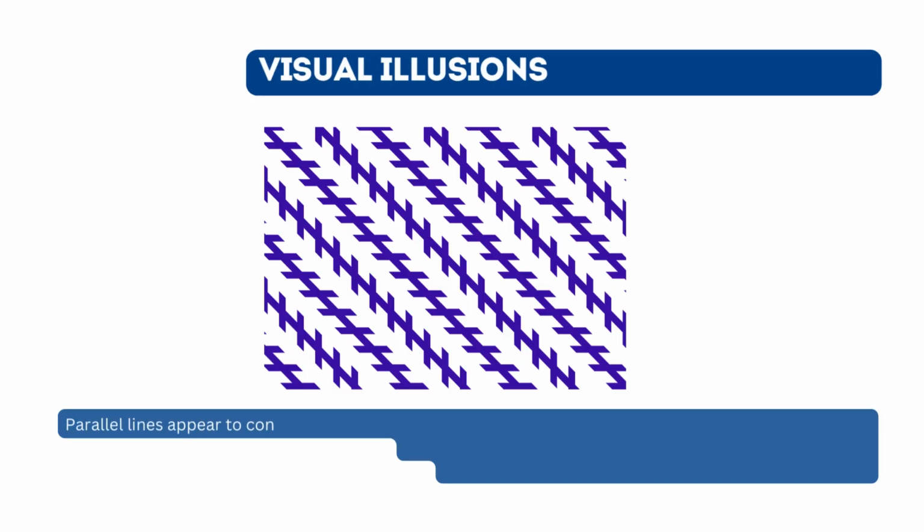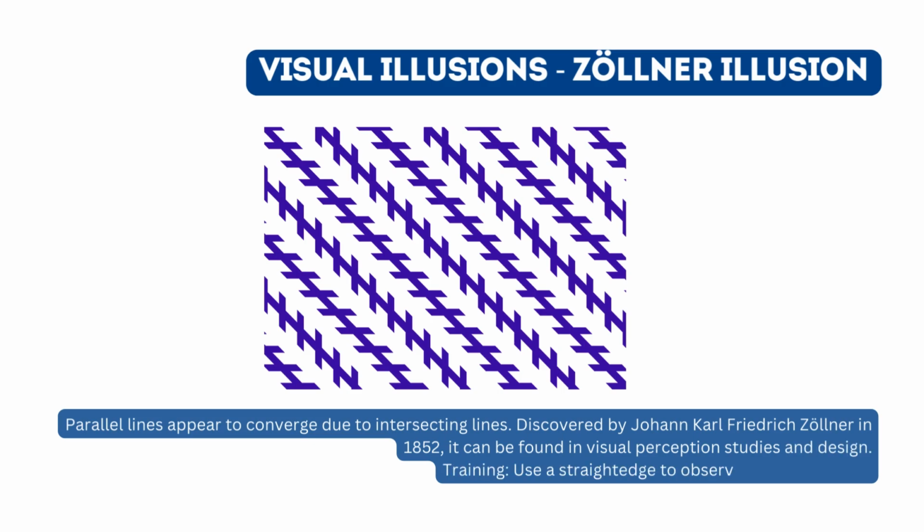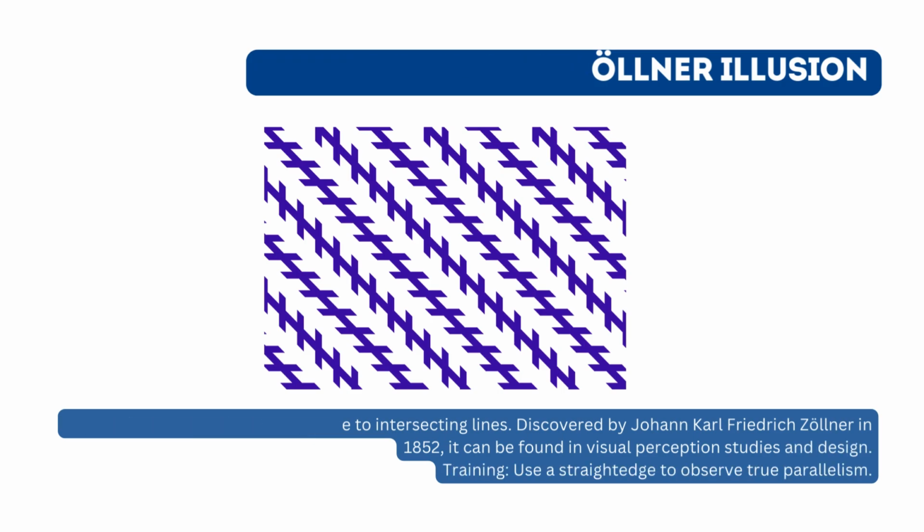Zöllner illusion. Parallel lines appear to converge due to intersecting lines. Discovered by Johann Carl Friedrich Zöllner in 1852, it can be found in visual perception studies and design. Training. Use a straight edge to observe true parallelism.